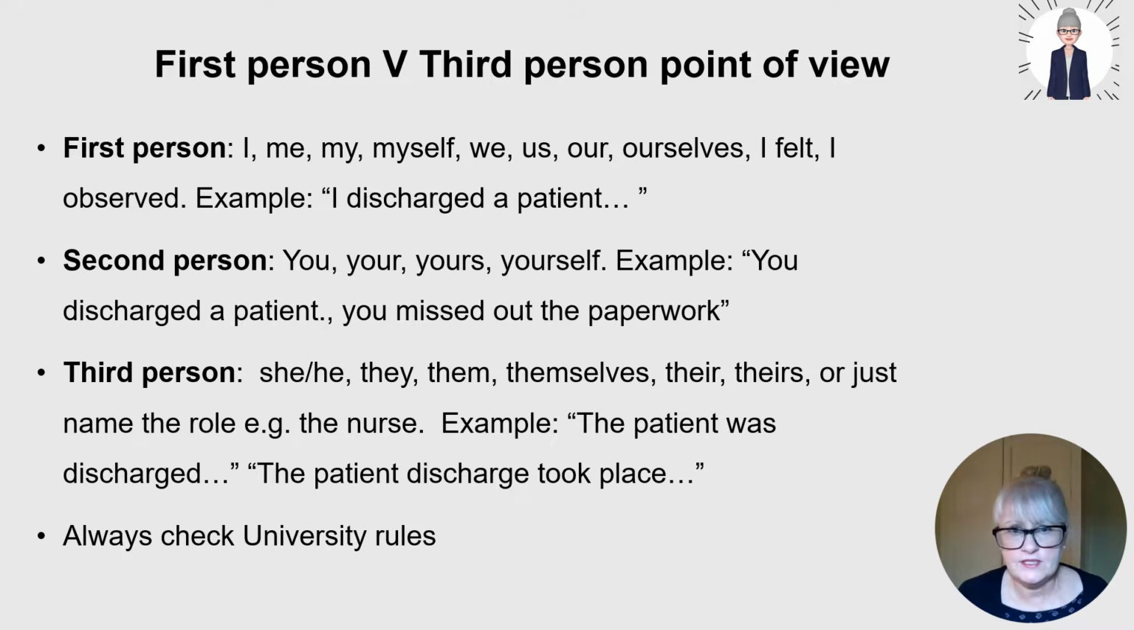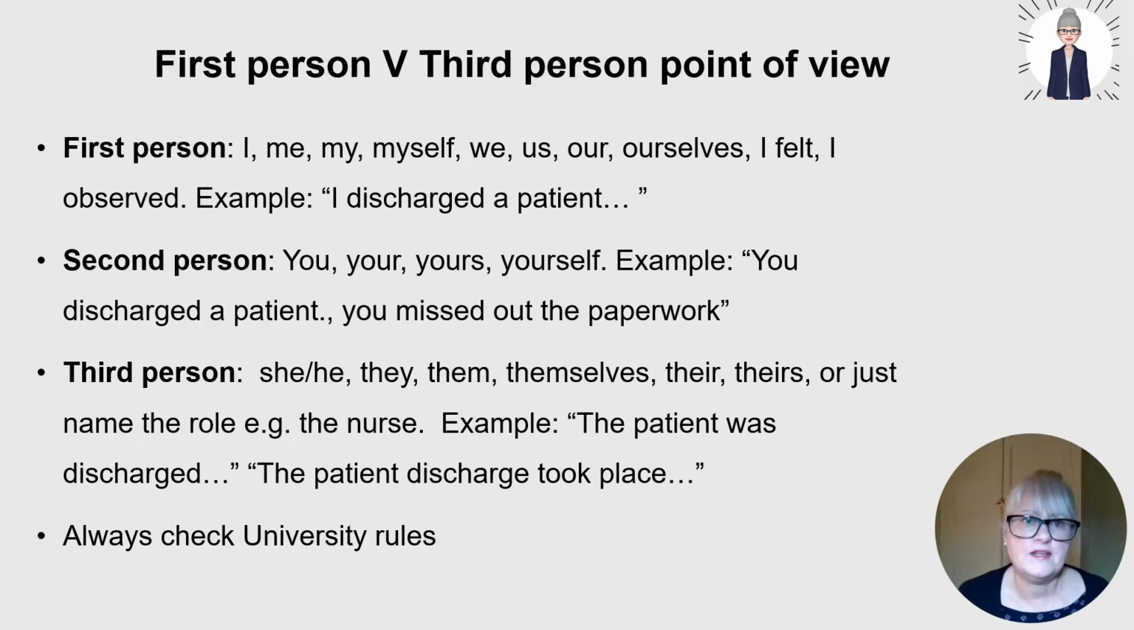Second person narrative, which is not used in academic writing, you use the word you rather than I, and second person perspective is used more in creative literary stories to build up tension. For example, you might use you, your, yours or yourself. So it could be you discharged a patient, you missed out the paperwork. So it's almost like you were talking to yourself.